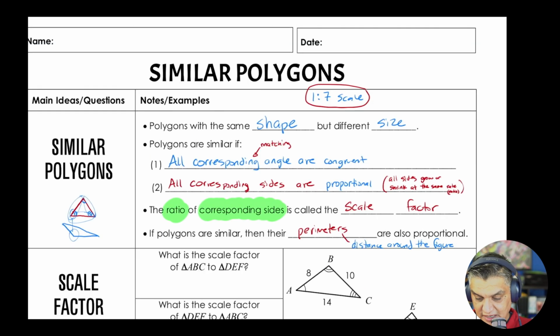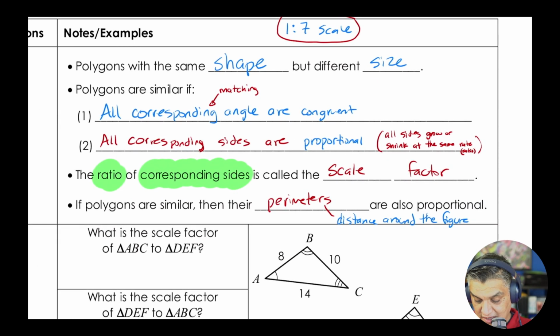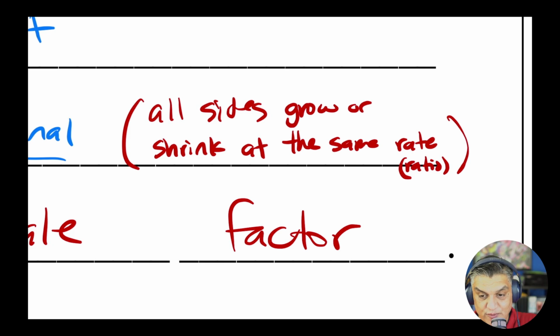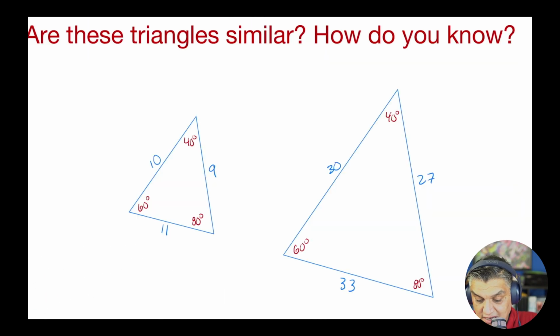If you look at your notes, all corresponding angles are congruent, and all corresponding sides are proportional. They shrink or grow at the same rate, the same ratio. Let's see if that's happening here. We have 40 degrees, 40 degrees. 60 degrees, 60 degrees. 80 degrees, 80 degrees.